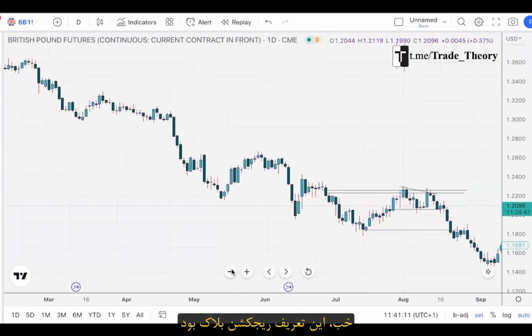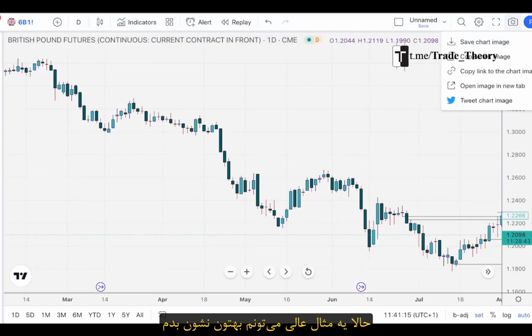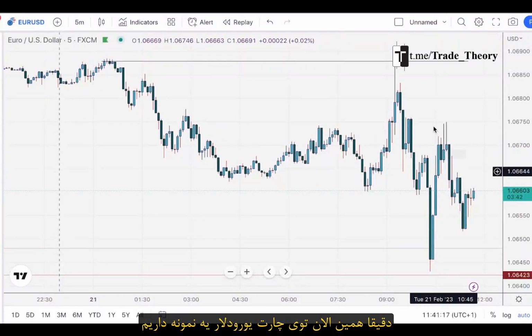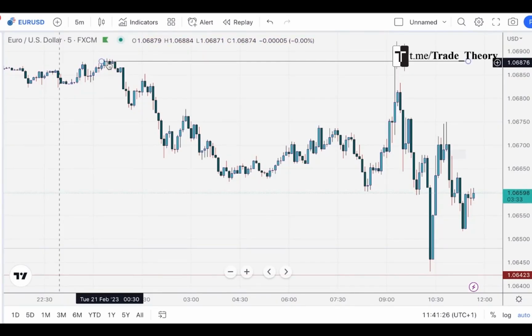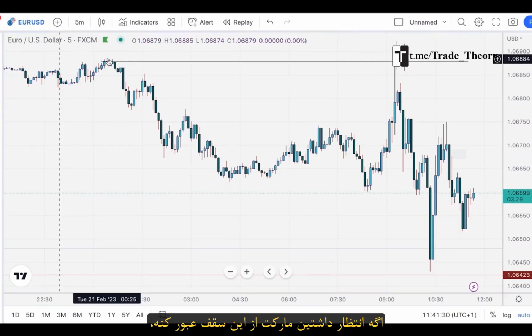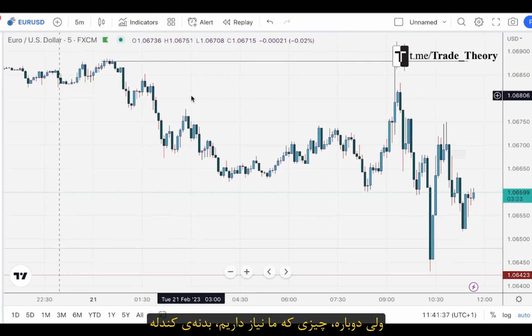Alright, so that's what rejection blocks are, and that is the importance of rejection blocks. So I can show you a very awesome example. We have one right now on Eurodollar, which is what I was watching today, and you can see this is the liquidity from Asian session. Look at the bodies of the candle. Now if you were expecting the market to run above the high there, it never really gets above that high there. But again, the bodies of the candle, that's all we need.